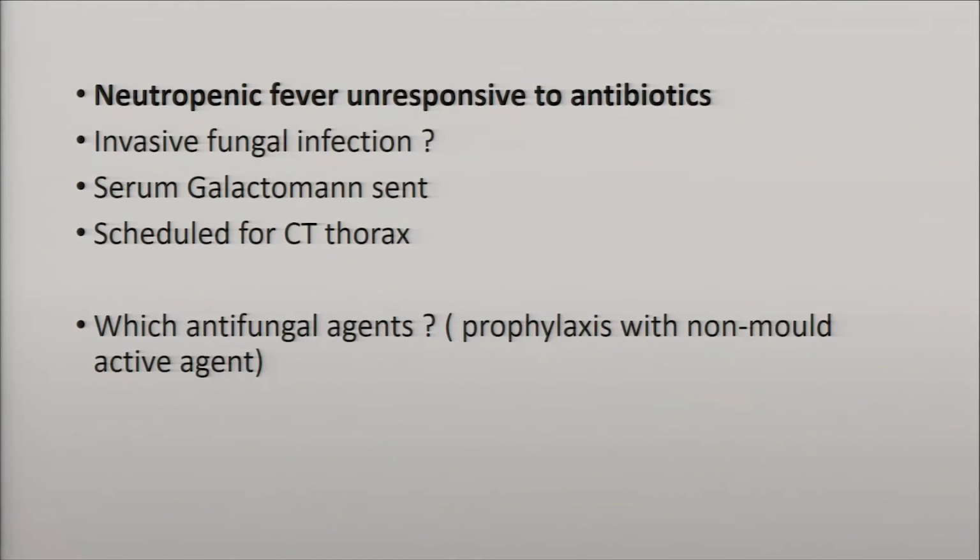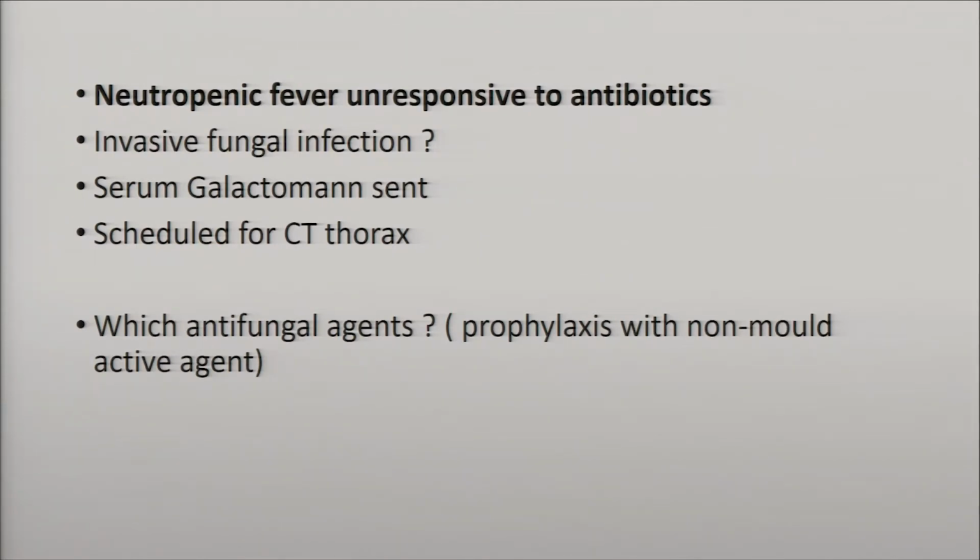So we must think of invasive fungal infections. So we quickly sent off the galactomannan and scheduled a CT thorax. At that point in time, it was not easy for us to get a CT. If you had a neutropenic patient and asked for CT, they would give you a date. Nowadays it's different. Nowadays, as Dr. Tan mentioned, you almost get it immediately if you just tell them it's a neutropenic fever patient.